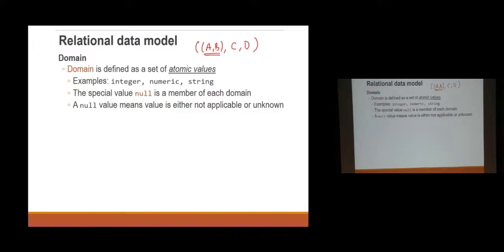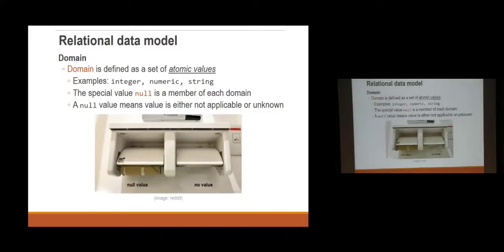There is a special value called null. Okay, this is very important. It basically just means that the value is not applicable or is unknown. And the way you can memorize this is that there's this famous picture. In one of them, you don't have any value at all. In the other one, there is a value, but you cannot use it. It's not applicable to be used.